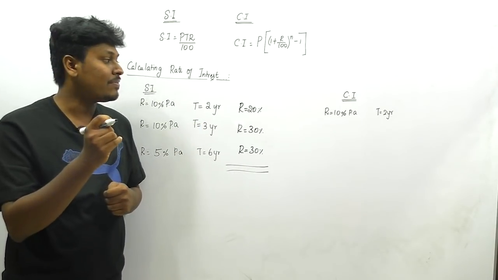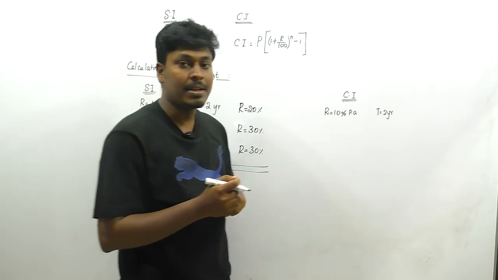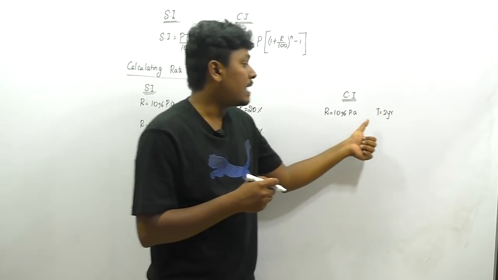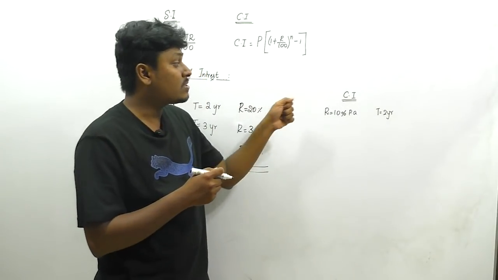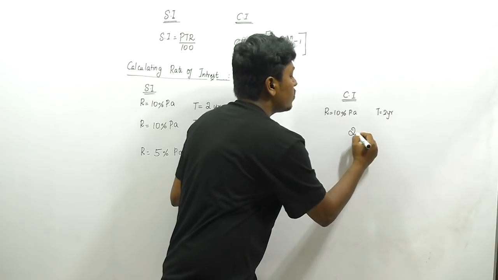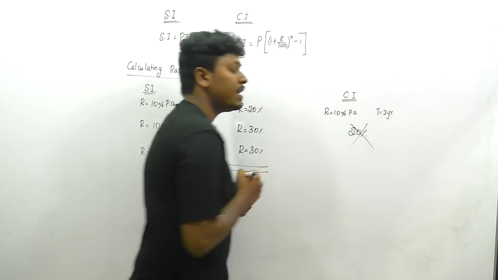But only one thing, friends: if it is compound interest, we can't just multiply like that. If the rate of interest is 10% and the time duration is 2 years, and I ask you what is the complete rate of interest for 2 years, we can't say 2 into 10 is 20%. This is exactly wrong, right?